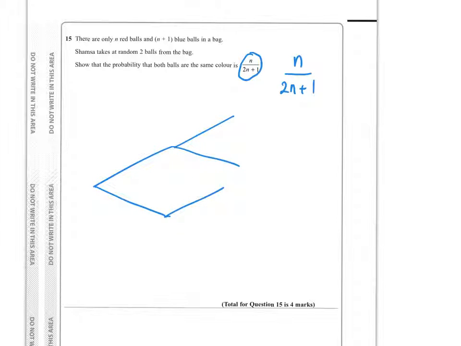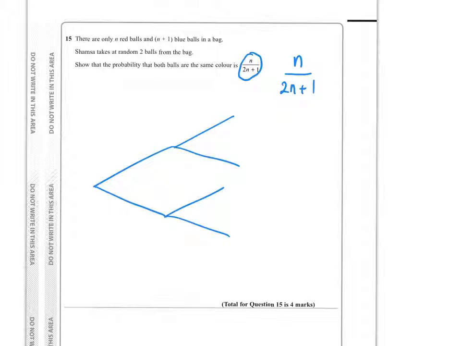Question 15. There are n red balls and n plus 1 blue ones in a bag, and Shamsa takes at random 2 balls from the bag. Show the probability that both of them are the same colour. We've got to show that the probability of them being the same colour is n over 2n plus 1. So let's draw a quick tree. It won't take too long.